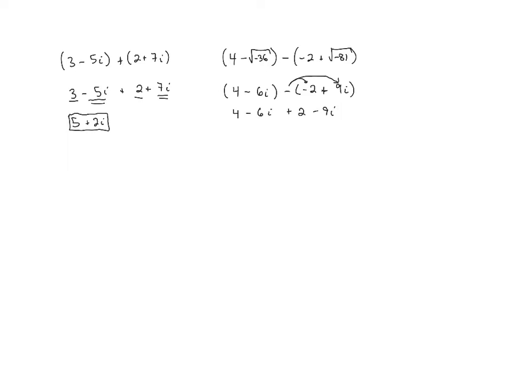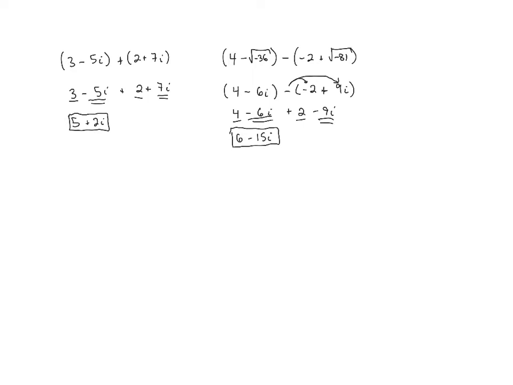And now that we've gotten rid of the parentheses, we can combine like terms again. Combining the real parts, 4 plus 2 gives us 6. And then combining the imaginary parts, negative 6i minus 9i is negative 15i. It's not that much more difficult than adding complex numbers. We just have to distribute that subtraction to both of the terms in the complex number that's being subtracted.